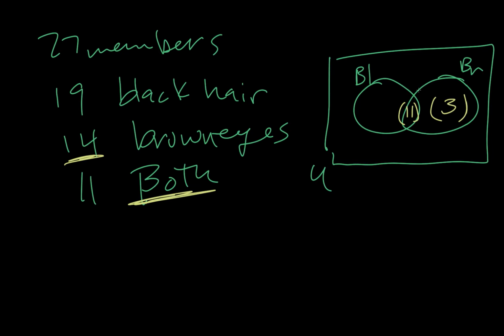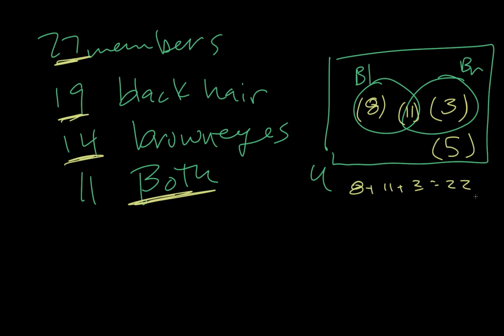Now, 19, this entire circle needs to represent 19, so that means 8 are left over because we've already used 11. Those add together and make 19, and so we feel good about that. Now, if we add all these together, 8 plus 11 plus 3, we'll see that we have 22. And we have a total of 27 members, so that means 5 are not represented out here. Okay? That's the first part.